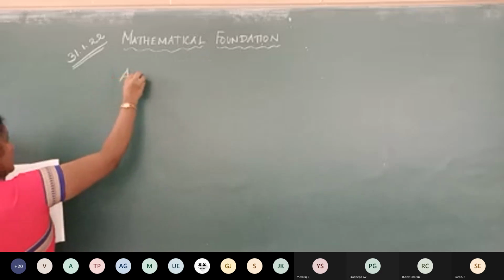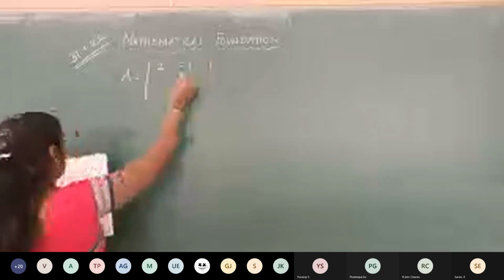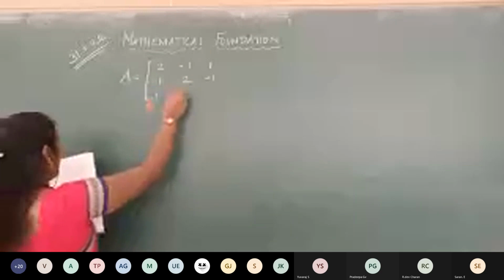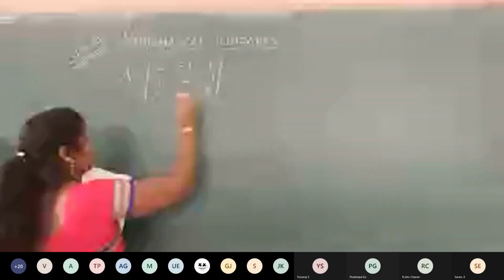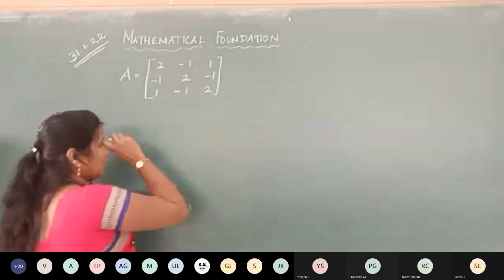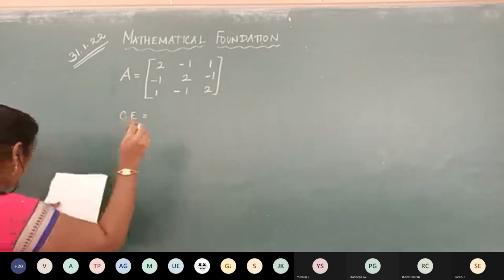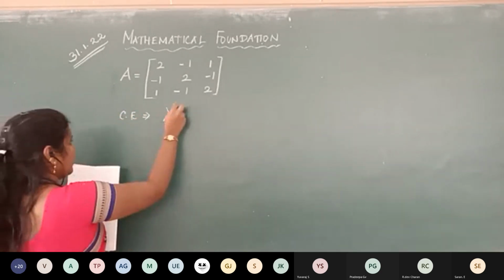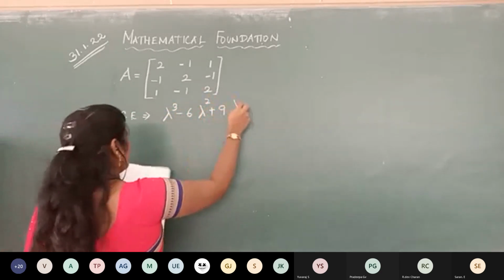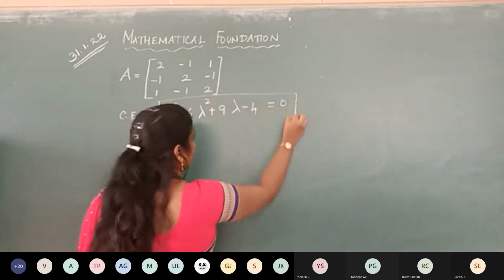So your given matrix A was 2, minus 1, 1; minus 1, 2, minus 1; 1, minus 1, 2. Okay, this was the given matrix, and you had found your characteristic equation. What was your characteristic equation? Lambda cube minus 6 lambda square plus 9 lambda minus 4 equal to 0. Okay, this was your characteristic equation.